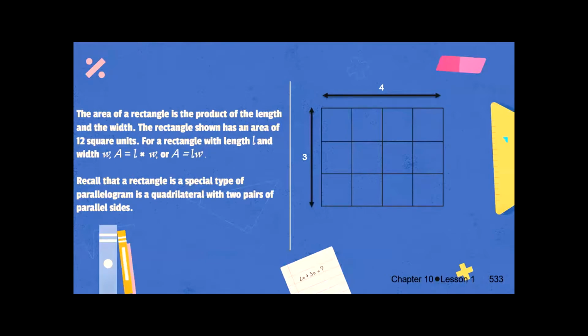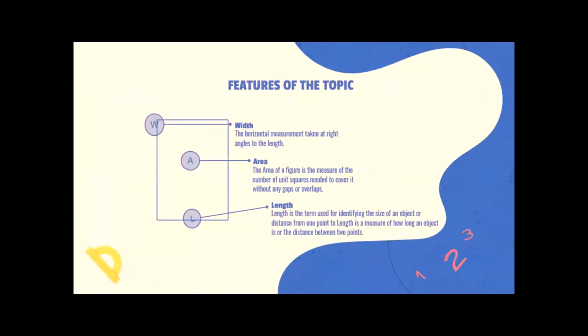The area of a rectangle is the product of the length and the width. The rectangle shown has an area of 12 square units. For a rectangle with length L and width W, A equals L times W, or A equals LW. Recall that a rectangle is a special type of parallelogram, which is a quadrilateral with two pairs of parallel sides. Width is the horizontal measurement taken at right angles to the length.